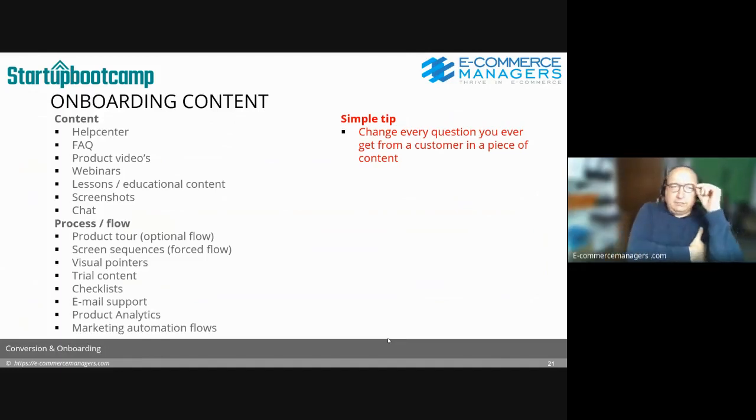Onboarding content. Well, in general, the bigger you get, the more content you will need. The common denominator would be calling it a help center. Of course, we talk about FAQs, product videos. Product video, I mean how-to videos, like how to set up, how to configure, how to connect or how to integrate with something, etc. You can have, say, weekly webinars, depending on how many customers you sign up, for all new customers, so they can join together and ask live questions.